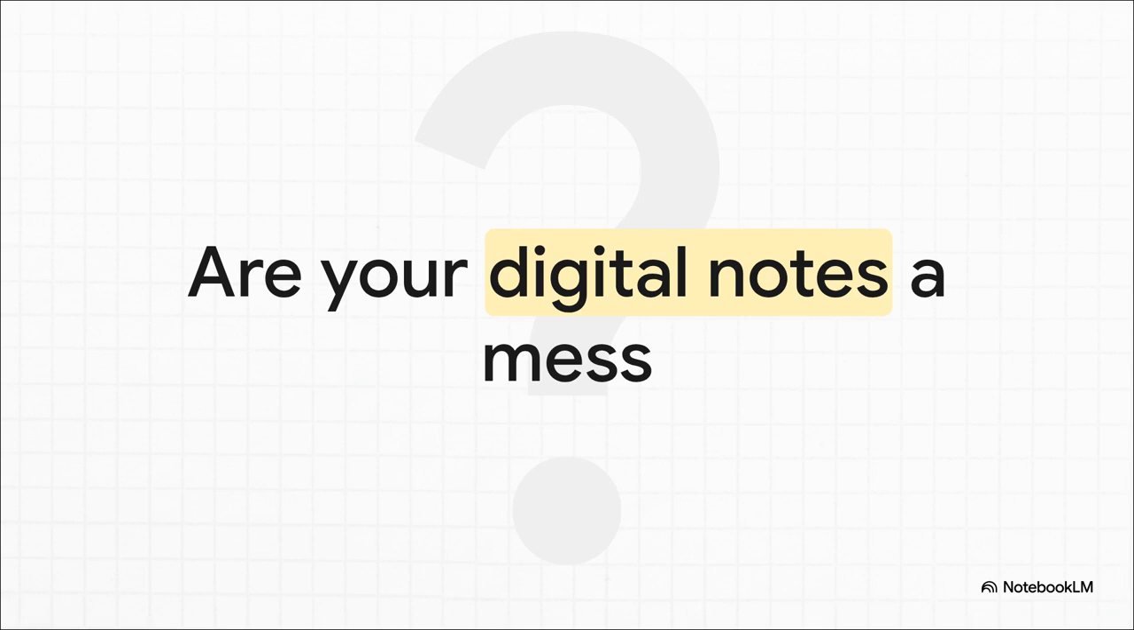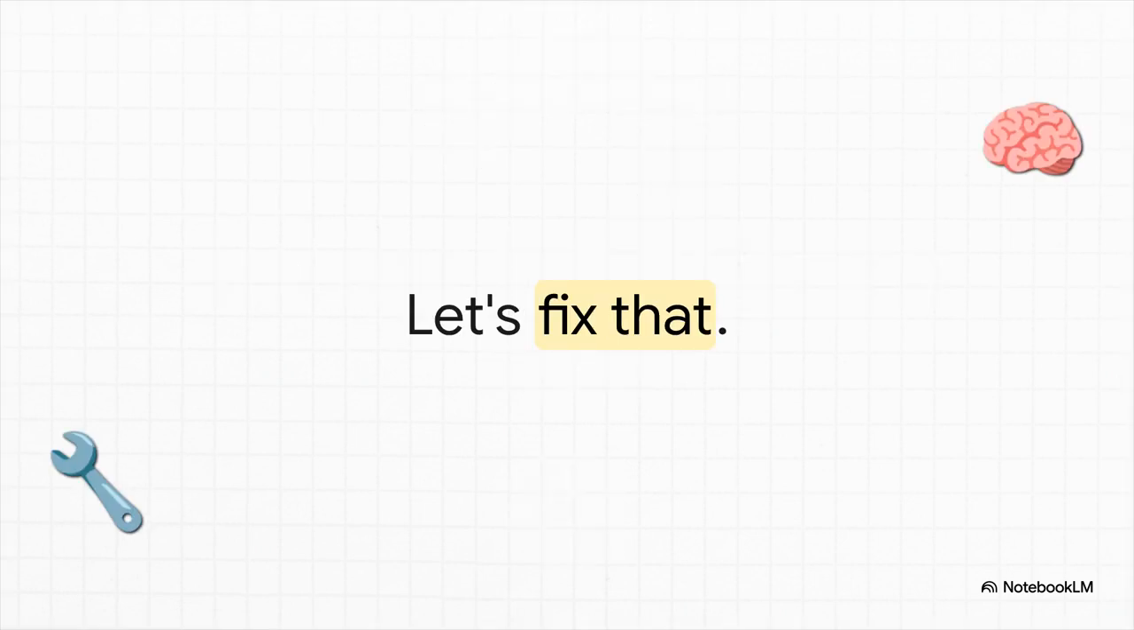So let's start with a feeling I think we all know, right? You've got ideas scattered across a dozen different apps. Project details are buried somewhere in your documents. It's just this general feeling of digital chaos. And it's overwhelming. Okay, but we are going to fix that. Today, we're basically going to give you a map of this whole landscape to help you find the perfect digital brain for you. So let's dive in.